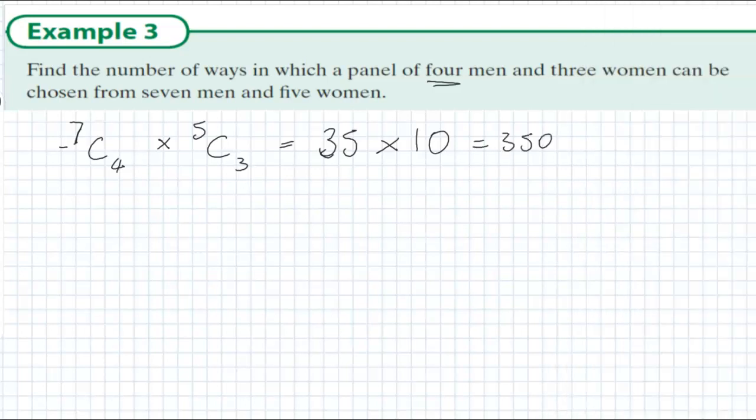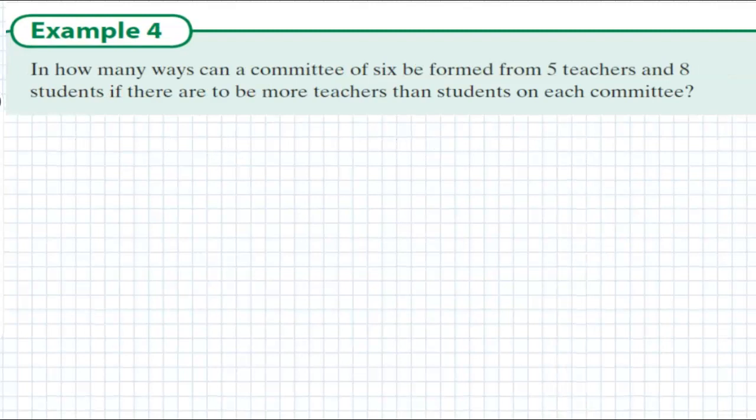Moving on to the last example. Example 4: in how many different ways can a committee of 6 be formed from 5 teachers and 8 students? That's 13 people in total. So you'd think that's 13 combination 6, but it requires specifically there to be more teachers than students on each committee. Seems very unfair, outrageous. Anyway, so how are we going to do this?